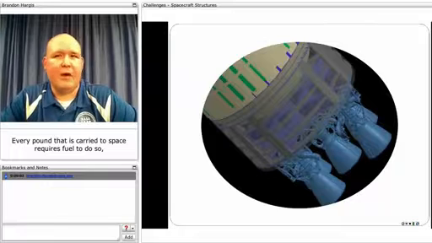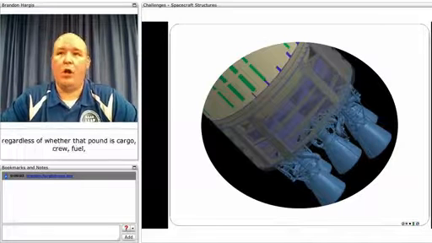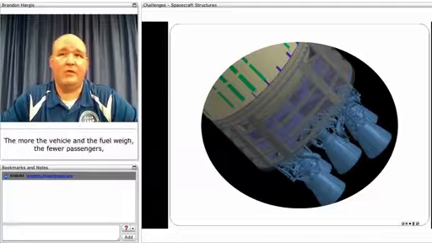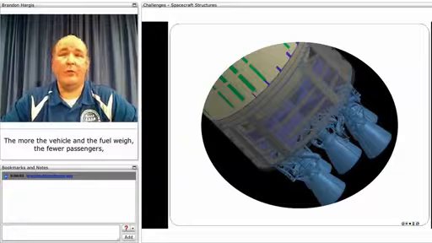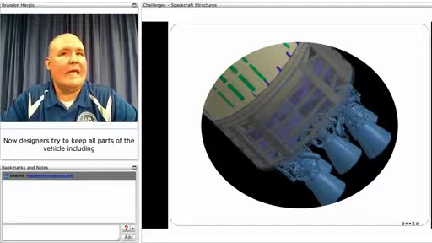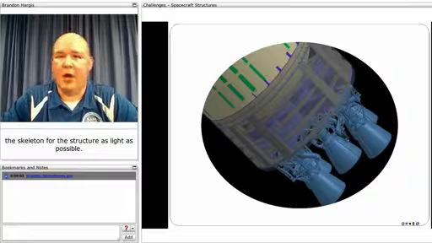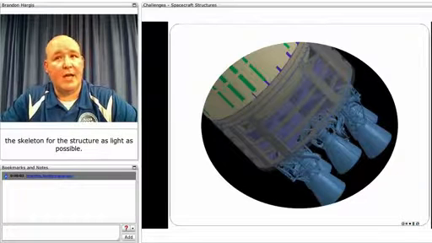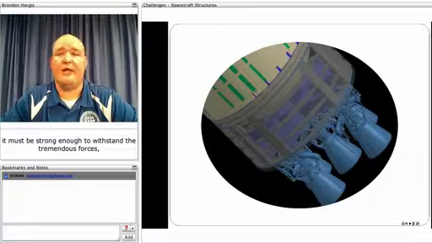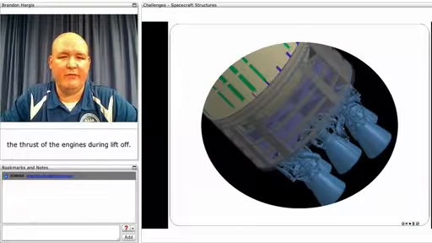Every pound that's carried to space requires fuel to do so, regardless of whether that pound is cargo, crew, fuel, or part of the spacecraft itself. The more the vehicle and the fuel weigh, the fewer passengers and smaller payload the vehicle can carry. Designers try to keep all parts of the vehicle, including the skeleton or the structure, as light as possible. To design a lightweight structure is very difficult, because it must be strong enough to withstand the tremendous forces, the thrust of the engines during liftoff.